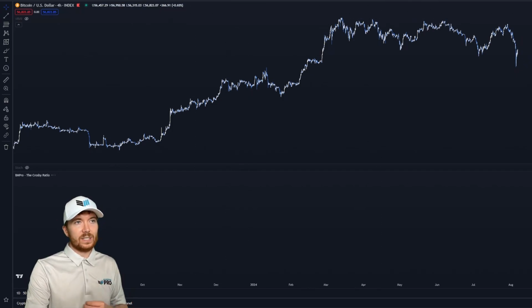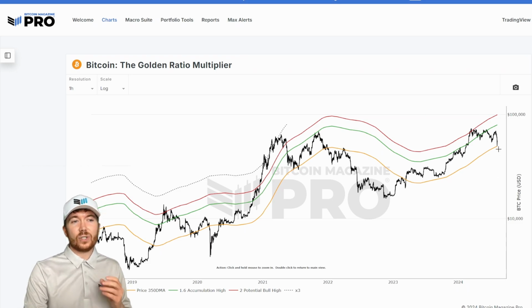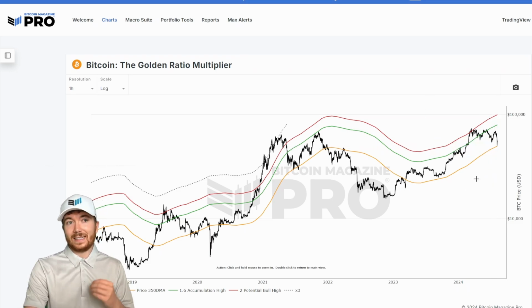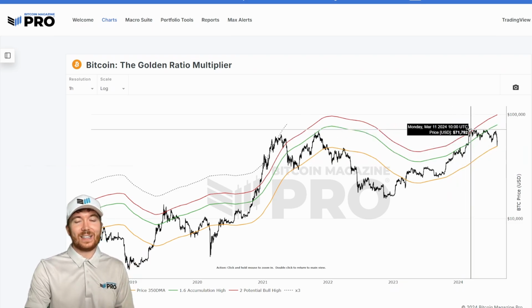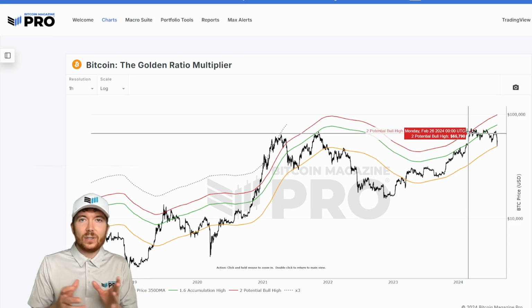So that is another good metric we can be using there, alongside something like the golden ratio multiplier, which has just provided an amazing level of support for BTC after its recent downwards move. And again, a pretty strong level of resistance as we reached our new all-time high. So again, I'm not giving too much weight to just one of these.